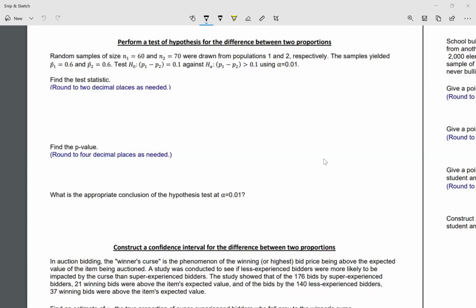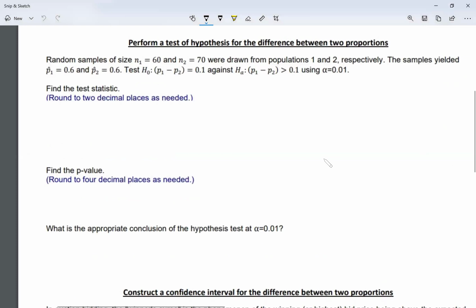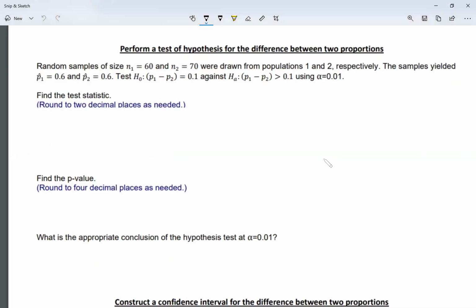Now we're going to perform a test of hypotheses for the difference between two proportions. So let's say we have random samples. My first sample size is 60, so that's n1 is 60. The size of my second sample is 70, n2 is 70. They were drawn from populations 1 and 2 respectively. Now the samples yield p1 hat of 0.6 and p2 hat of 0.6.